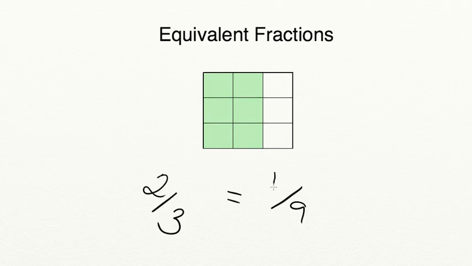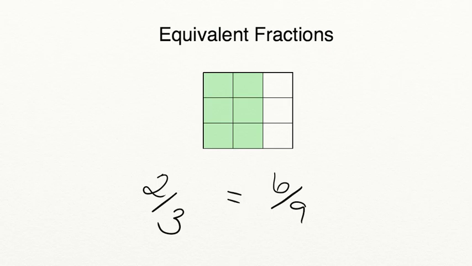So we now have 6 pieces shaded in out of 9 in all. So an equivalent fraction tells you that you still have the same value or the same amount of something, you're just changing the number of pieces of it that you have. So 2/3 is an equivalent fraction to 6/9.